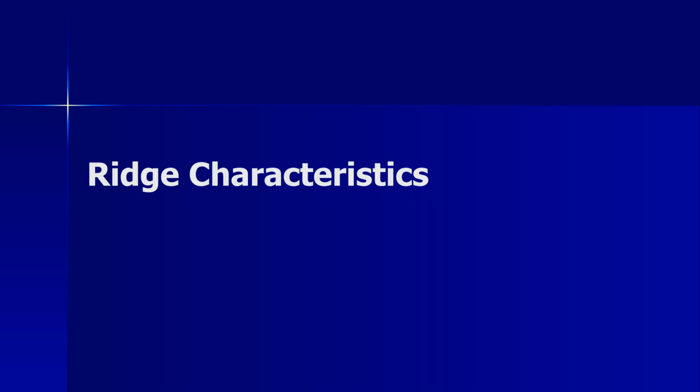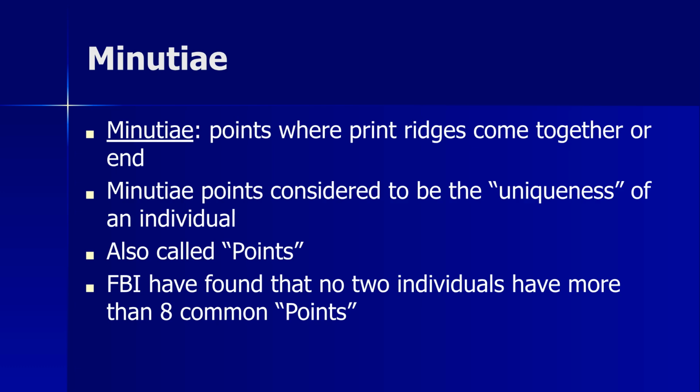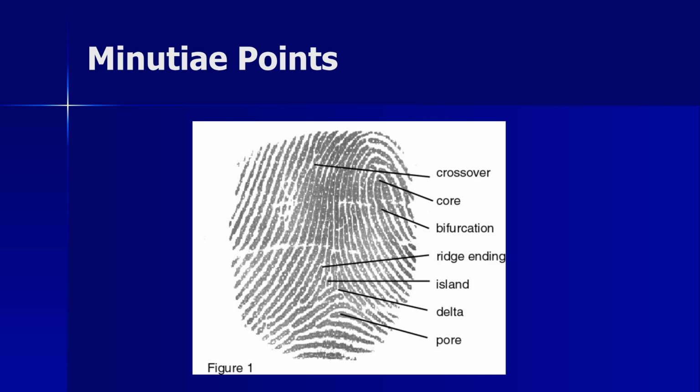Let's now focus on ridge characteristics, which provide further detail within the main pattern types. Minutiae are points where print ridges come together or end. These points are considered the identifying characteristics of an individual. No two people have more than 8 common points. This image illustrates various minutiae points, such as the crossover, core, bifurcation, ridge ending, island, delta, and pore.